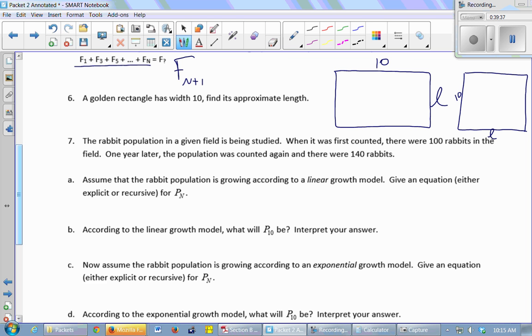Could you use W? It doesn't matter, right? Yeah, it does not matter. You use whatever letter you want. I used L for length because they asked for length, right? But you can use W. It's just a letter to represent what you're looking for.